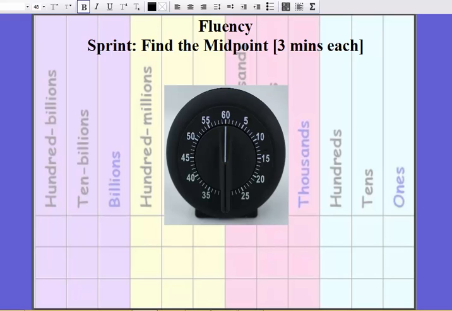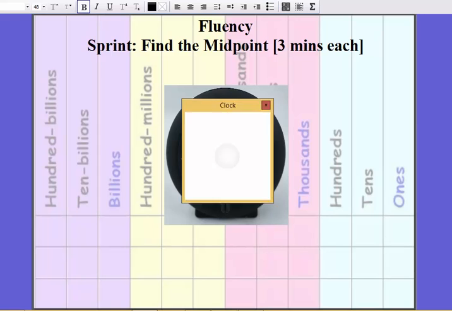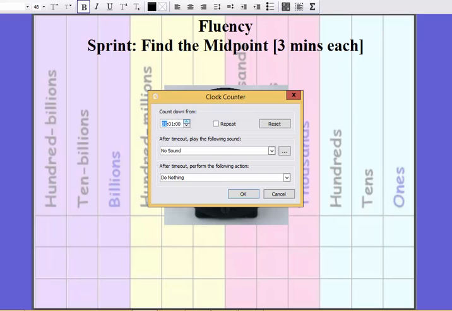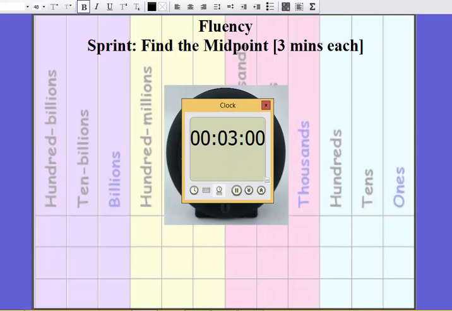What you're going to do is have a 3-minute fluency sprint. You're just finding the midpoint. You're going to do this twice. You're going to do the front side, then when the timer's done, you're going to flip it over to the back side. Okay, get your timer ready, or get your paper ready. You have 3 minutes. Begin.